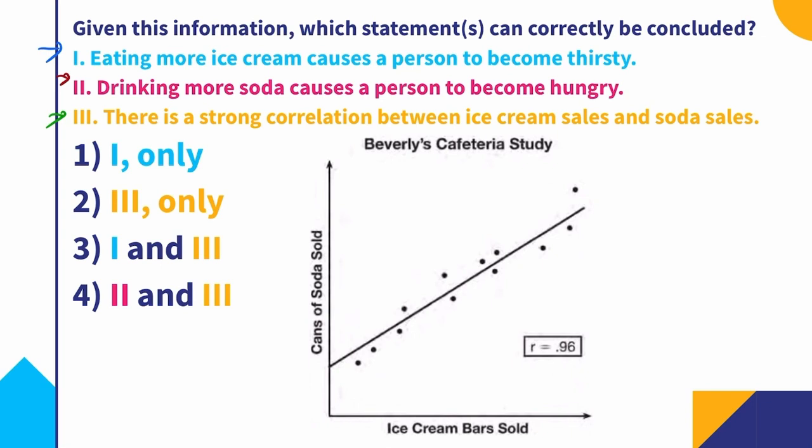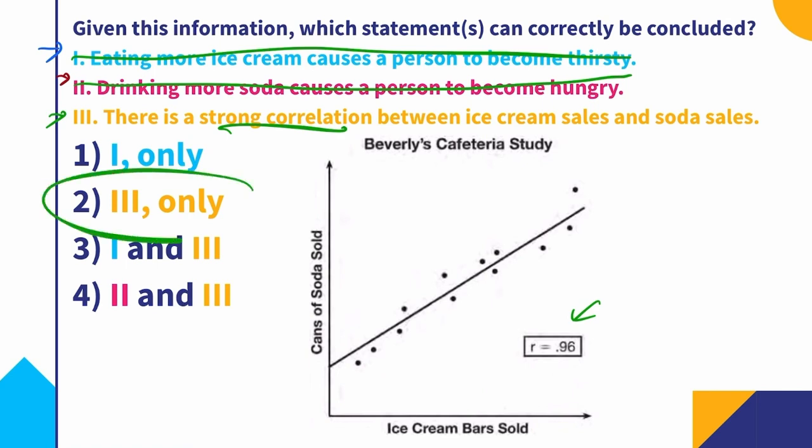Well, I don't know the science behind 1 and 2. That's not directly proven in the graph. The only thing I know is that there is a relationship. It's a strong correlation because 0.96 is strong. So it is going to be choice 3 only.